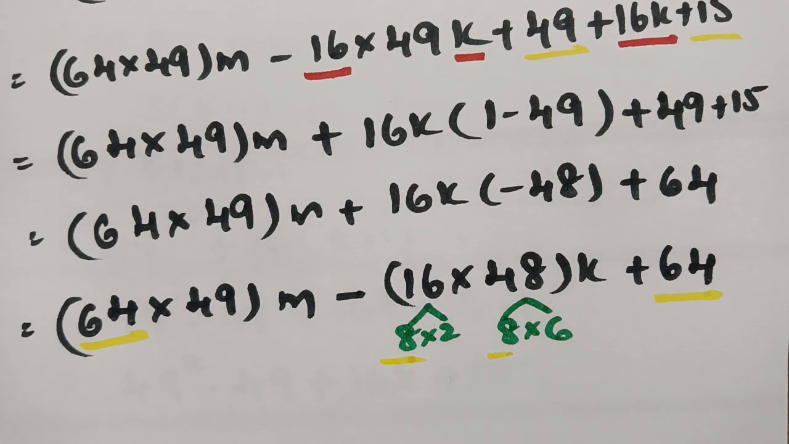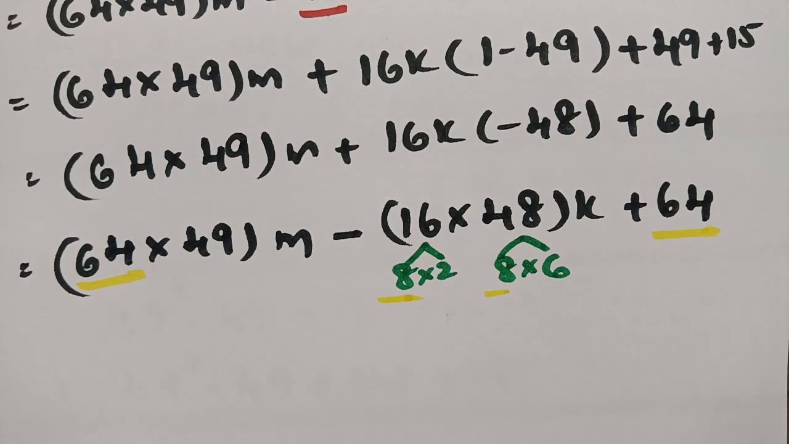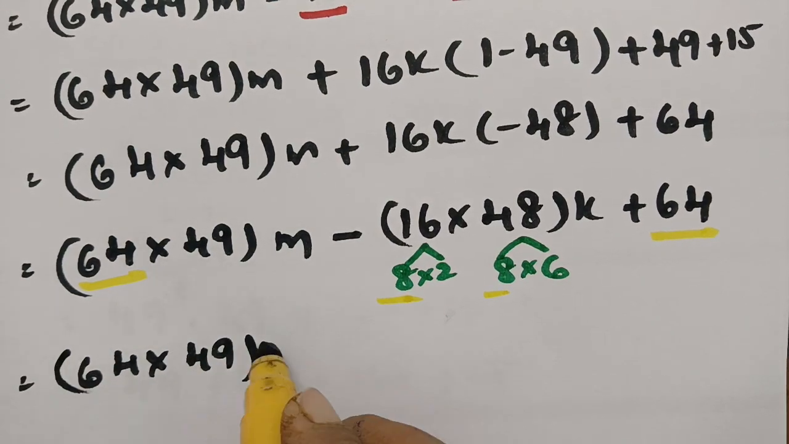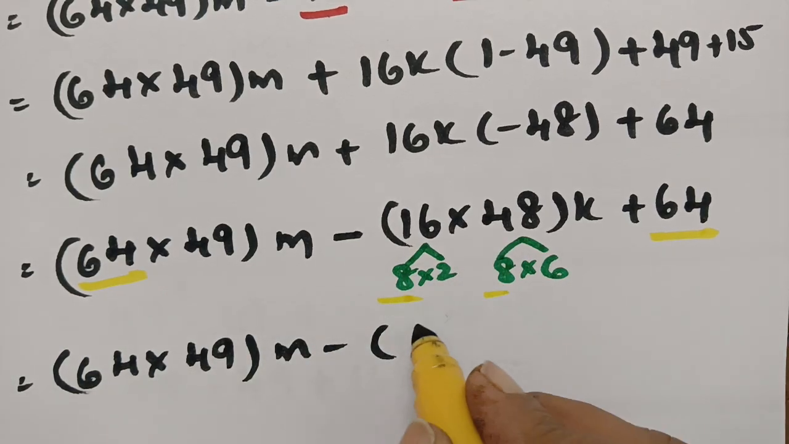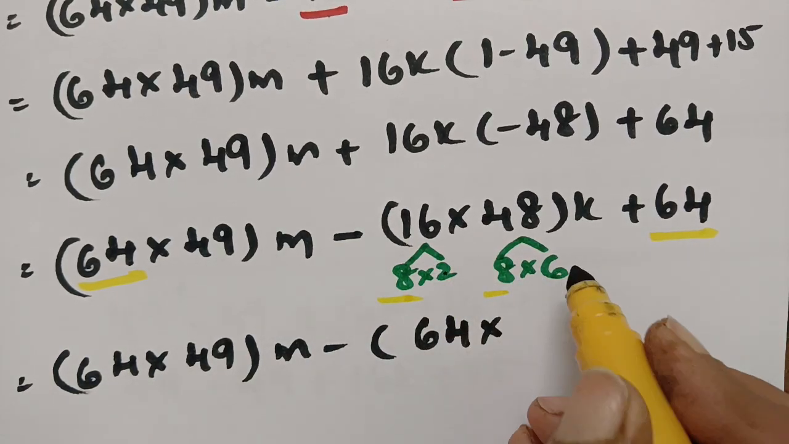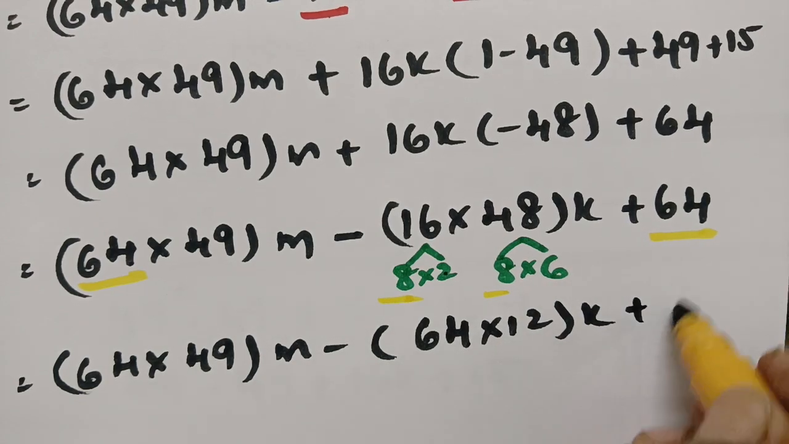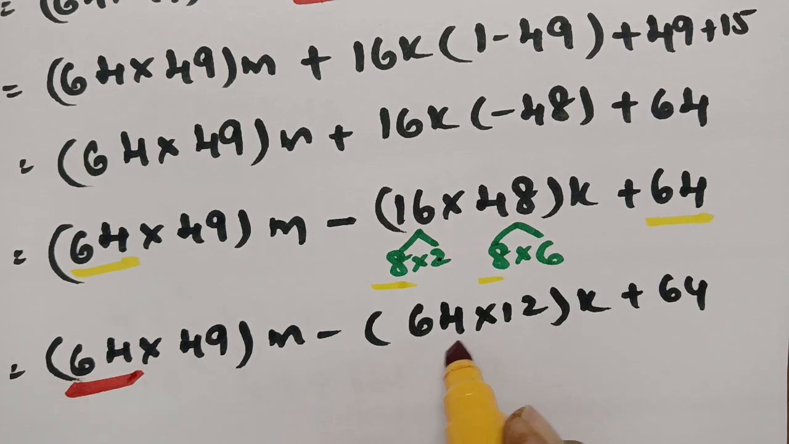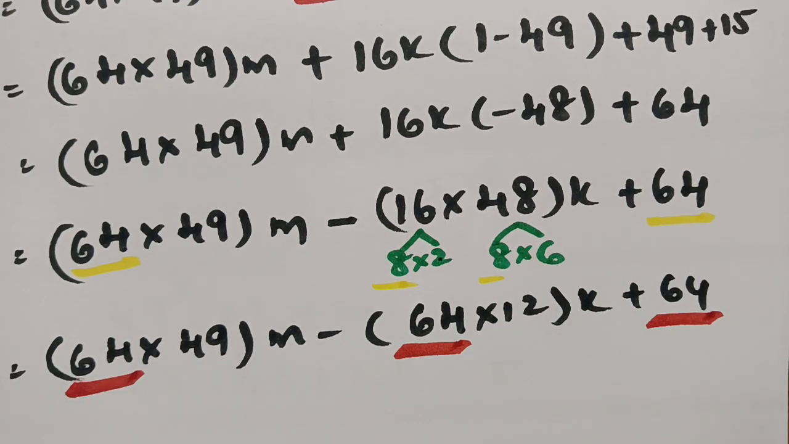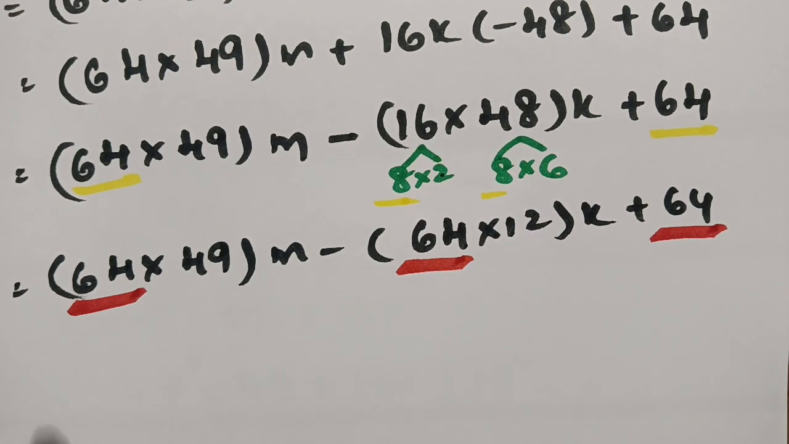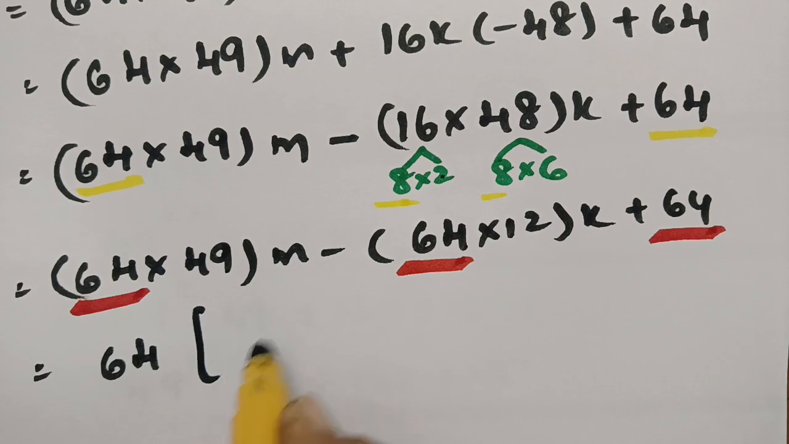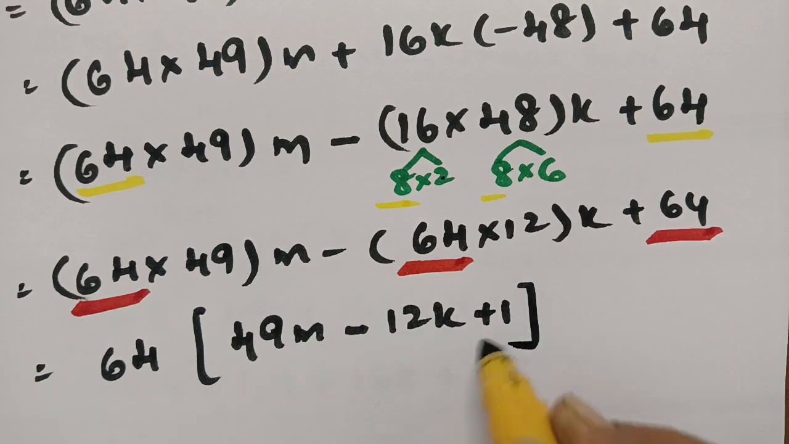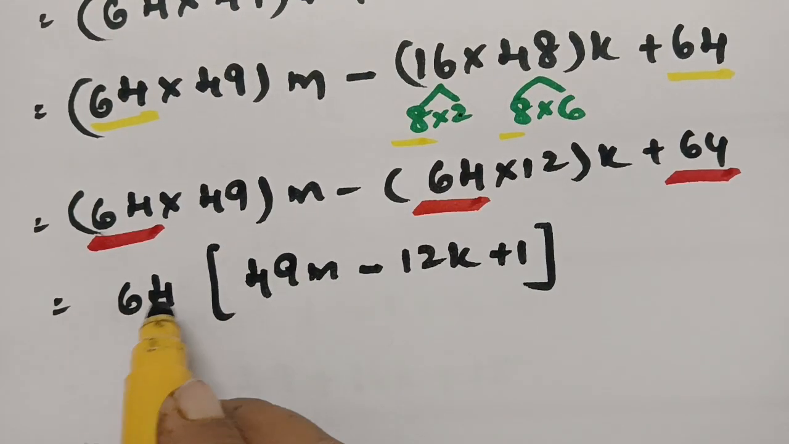So this can be split as 64 into 49 into m minus 8 8s are 64 into 2 6s are 12 into k plus 64. Now I got 64 here, 64 here and 64 here. All the three terms are having 64 and now I'm taking 64 common. So if I take 64 common, then this will be 49m minus 12k plus 1. See here. So it is a multiple of 64.